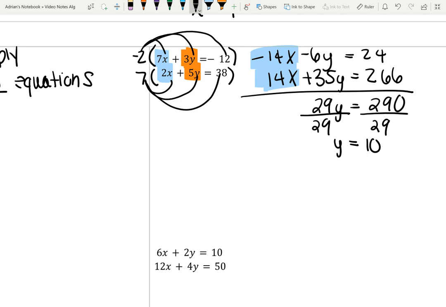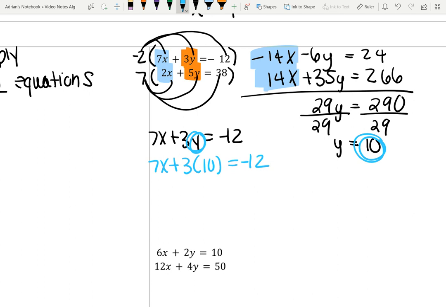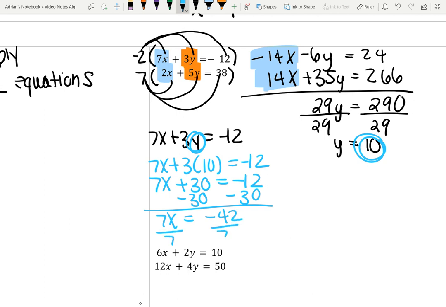So again, I have my first one. I don't have the second one yet. So I'm going to take this and plug it in to one of my equations. I'm just going to do the top one. So I have 7x plus 3y equals negative 12. I'm going to take this 10 and put it right here. So 7x plus 3 times 10 equals negative 12, and then solve down for x. You should get that x is negative 6. So my final answer is negative 6, comma 10.